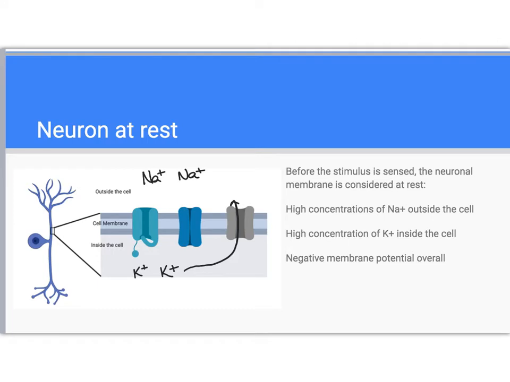And so they will find their electrochemical equilibrium, whereby the charge differential across the membrane offsets the concentration differential. This results in a more negative charge inside the cell compared to the outside of the cell. This is referred to as the negative membrane potential. And often we think about neurons at rest as sitting at around negative 70 millivolts.